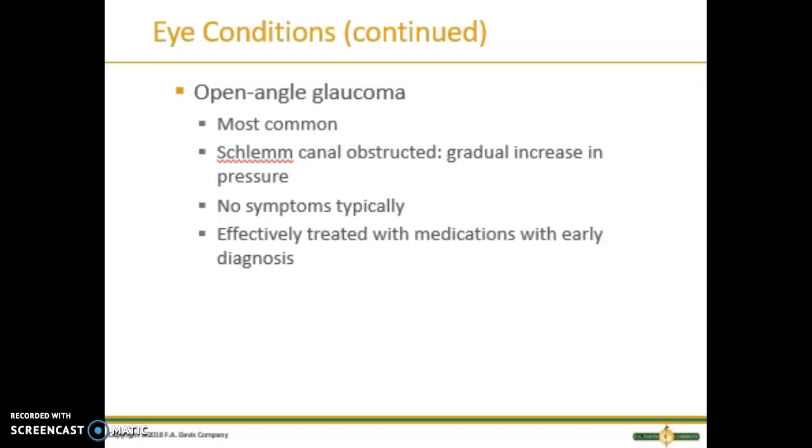And angle closure glaucoma is a rare type in which the eye pressure rises very rapidly. Symptoms include headaches, eye pain, nausea, multicolored halos around lights at night, and blurred vision. And this type of glaucoma is corrected surgically.